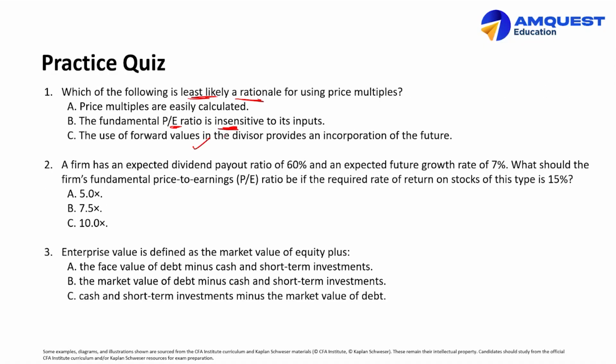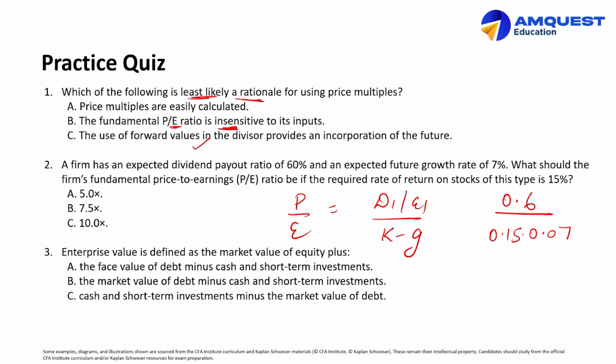Firm is having an expected dividend payout ratio of 60%. So our formula is P divided by E is equal to P1 divided by E1 divided by K minus G. Expected dividend payout ratio 60%, 0.6. Future growth rate 0.07. Required rate of return is 0.15. So 0.6 divided by 0.08. Option B, 7.5.